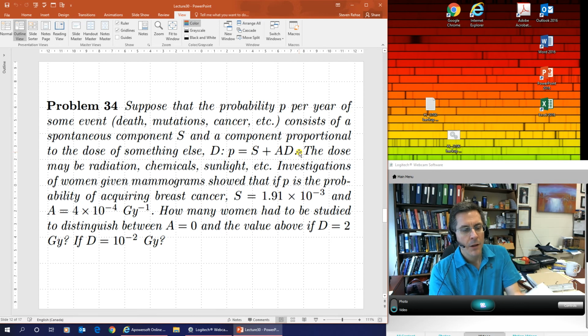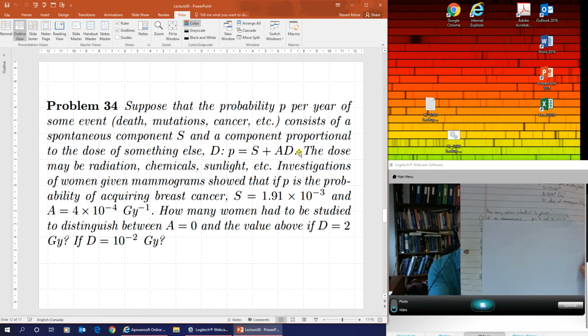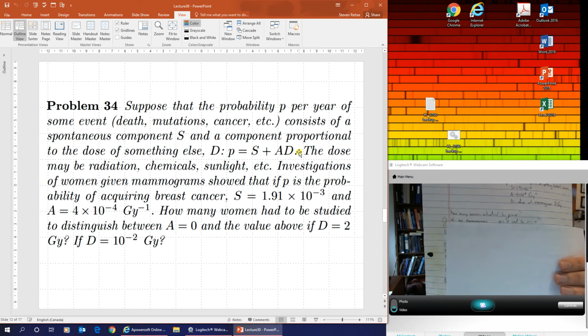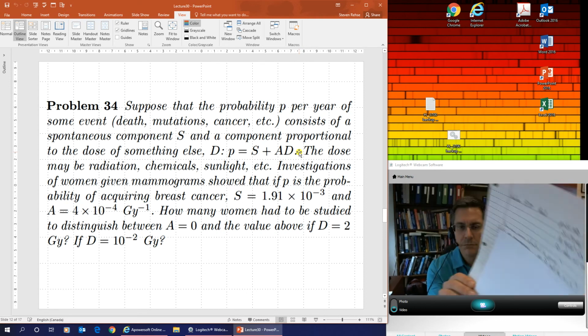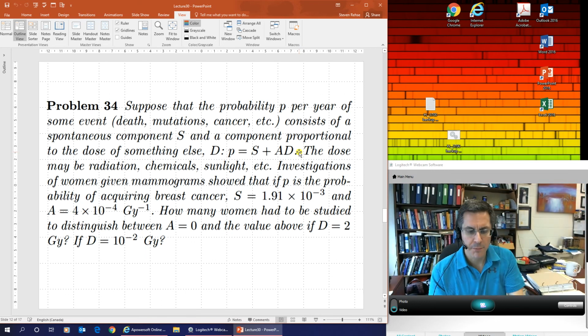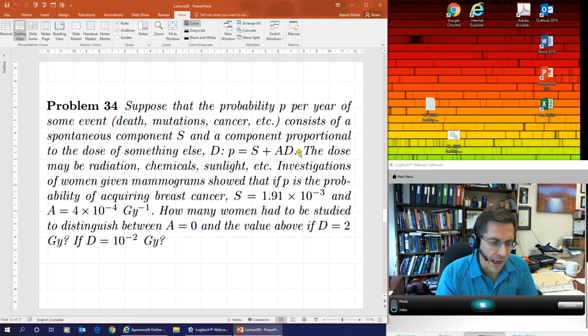Okay? What I wrote for that is, if you get no mammograms, the dose is 0, so the probability equals S. All right? That's it. Probability equals S. That's pretty easy. Okay, so that's step 1, so put a 1 next to it. Now step 2, write a 2 right next to it.